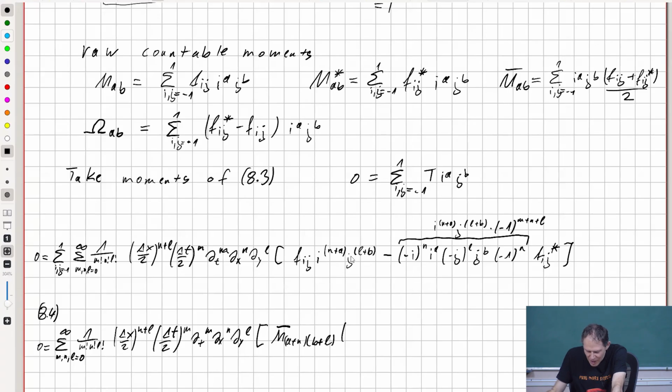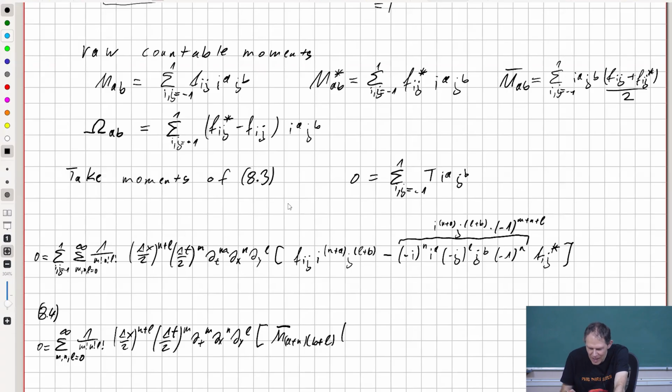And you see, this here always gives us the usual pre-collision moment, but the other one gives us alternating, depending on whether m plus n plus l is even or odd. It gives us plus the post-collision moment or minus the post-collision moment. So now this is the pre-collision plus the post-collision moment, and this here is the post-collision minus the pre-collision moment. So we get either this or this.